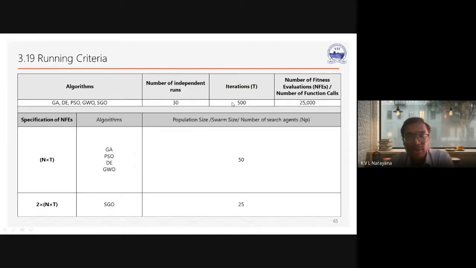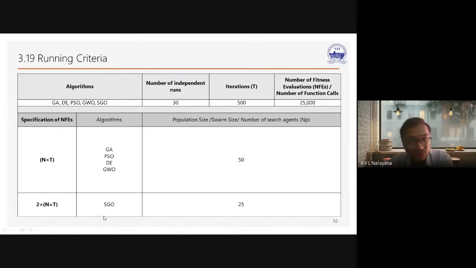The number of iterations is taken as 500, and the number of fitness evaluations is 25,000. Population size, for example, is taken as 50 for genetic algorithm, particle swarm optimization, differential evolution, and Gray Wolf optimizers. So for 50, the number of iterations is 500. That means 50 into 500, there will be 25,000 fitness evaluations. Every time, 25,000 times the fitness values are calculated for these algorithms.